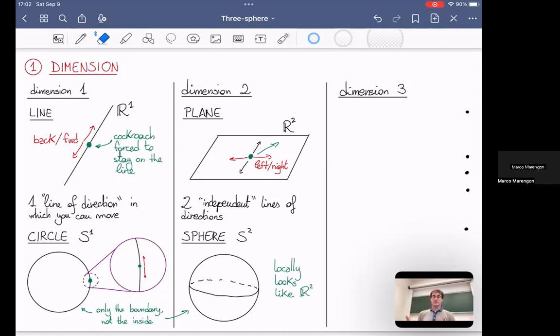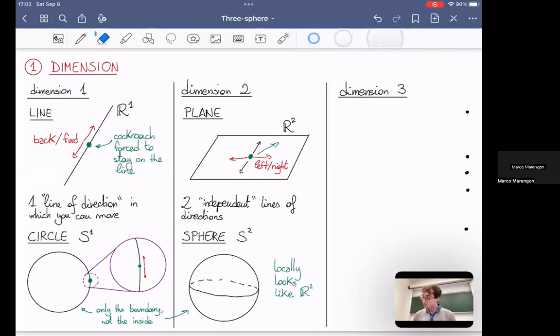So this is the usual sphere we are used to. It's basically a Pokeball, but without any Pokemon inside because it's empty. And we say that it is two-dimensional because the boundary only has two independent directions. So what we are seeing here is that the dimension counts the number of lines of directions in which you can move independently.